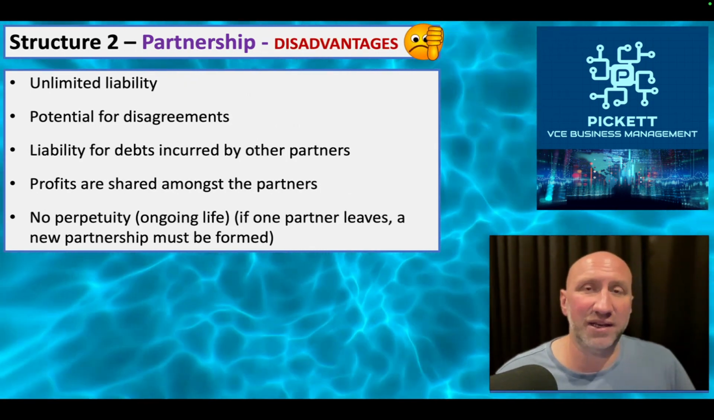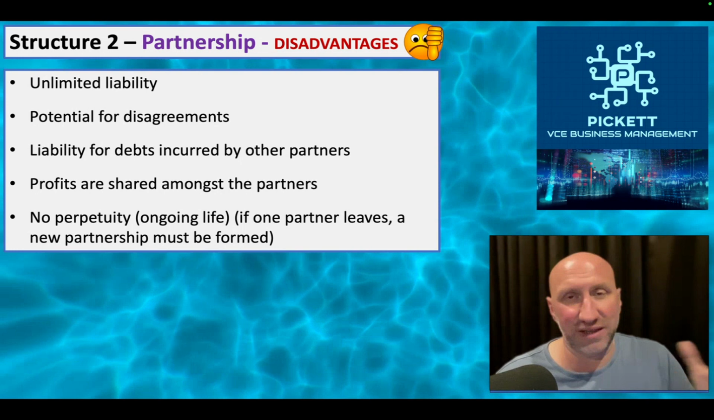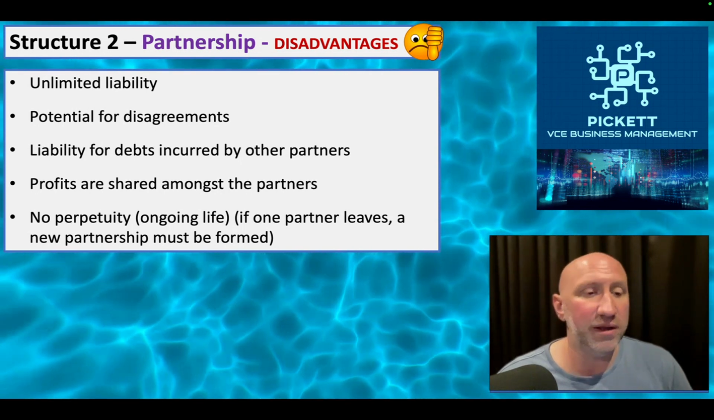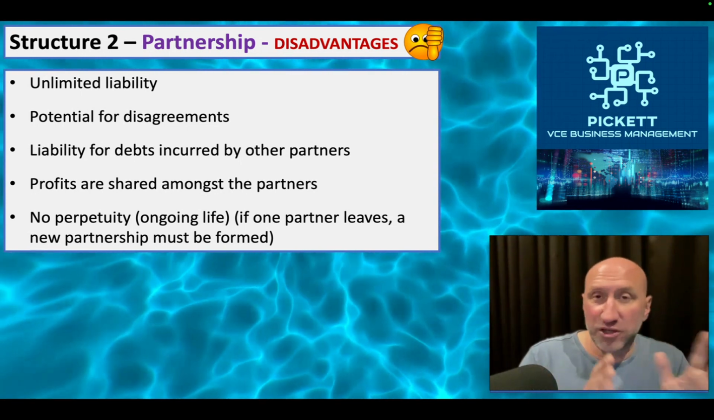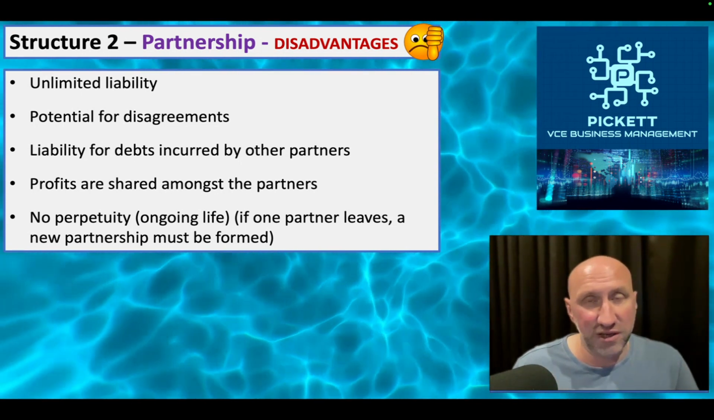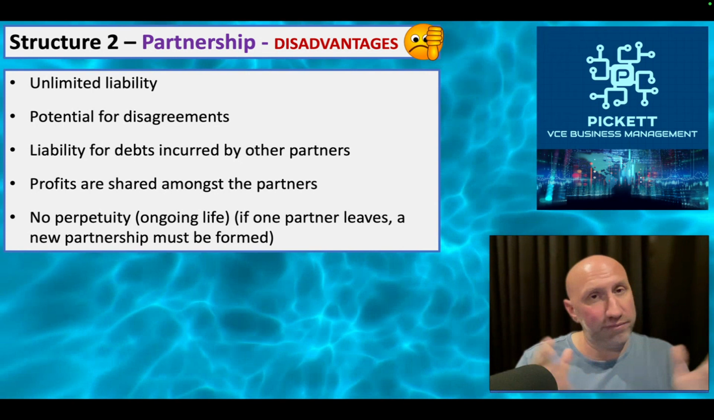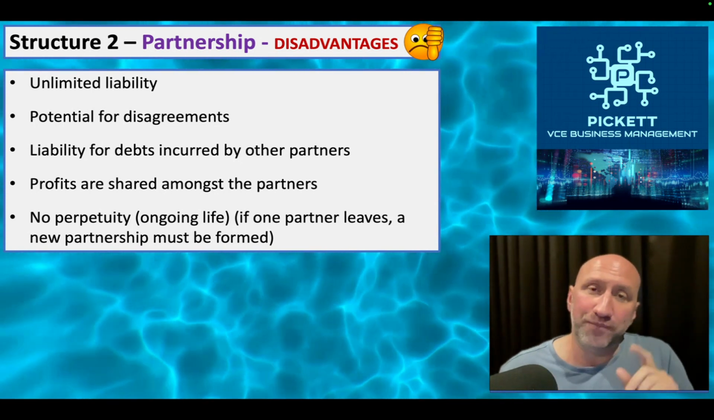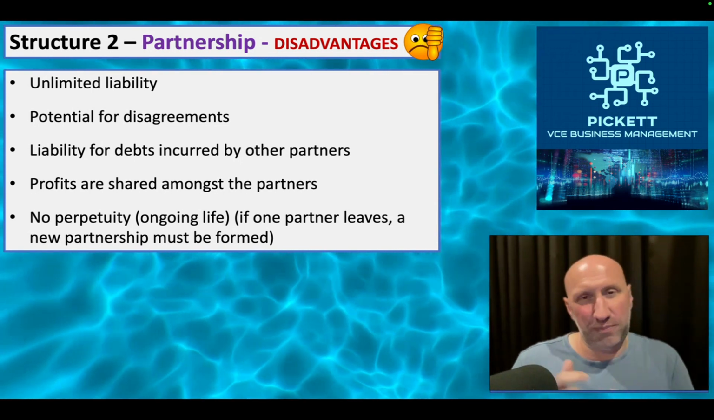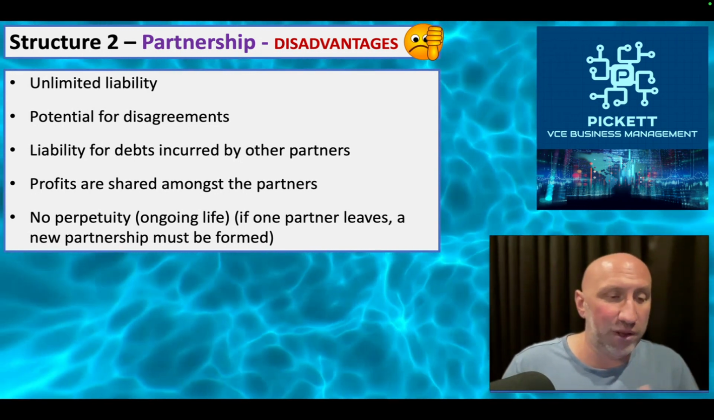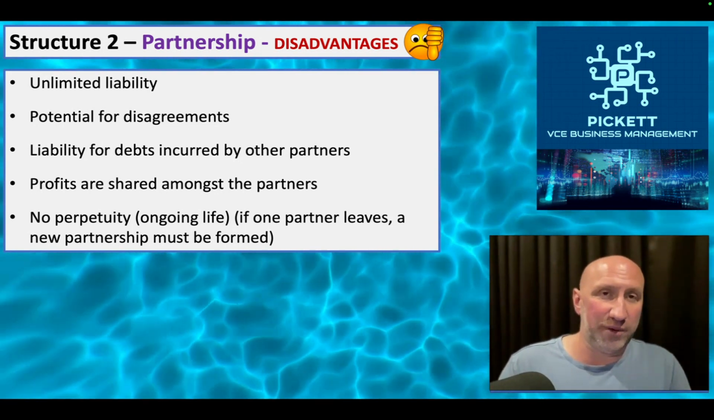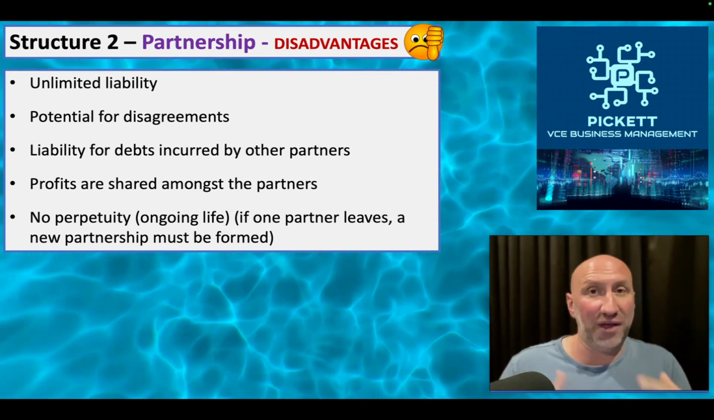Disadvantages, again, unlimited liability, just exactly the same as we talked about with our sole trader. Now there is the potential for disagreements because we have a range of different people involved, our different partners. So if we're not all on the same page, it can end up a bit messy. You also have the risk, and this depends on how the partnership agreement is drawn up, but you now potentially are going to become liable for debts incurred by other partners.